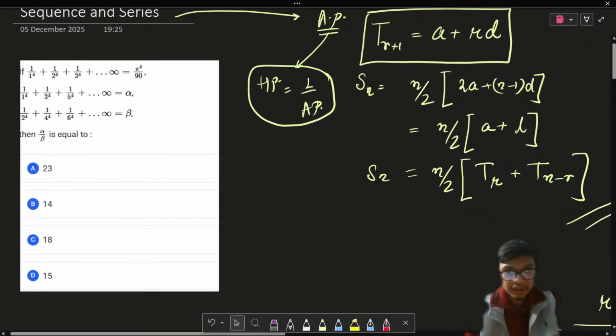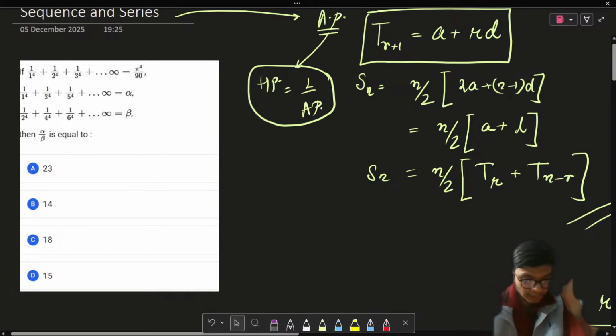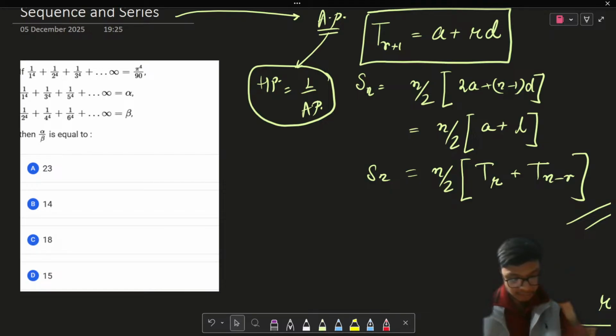Okay, so this is the very first question that is on your screen. Please try to solve this problem and do let me know what you are getting in terms of alpha and beta. Okay, so I would request all of you to solve this problem. Please try to solve the problem.